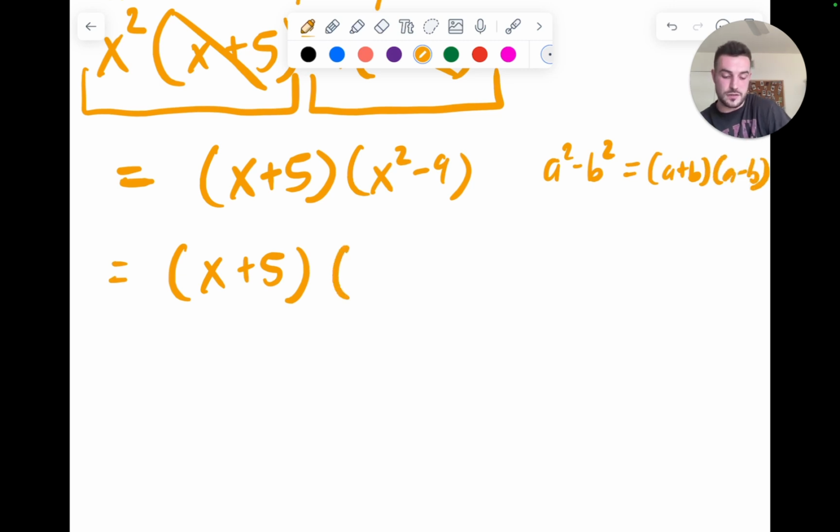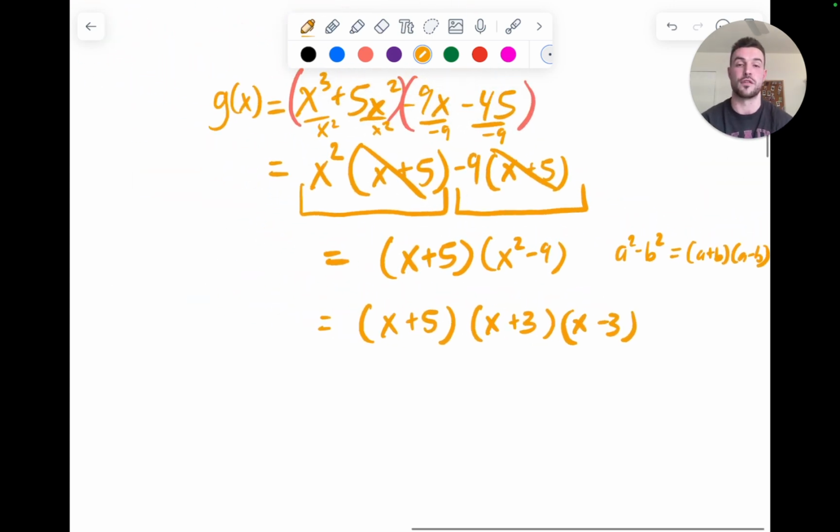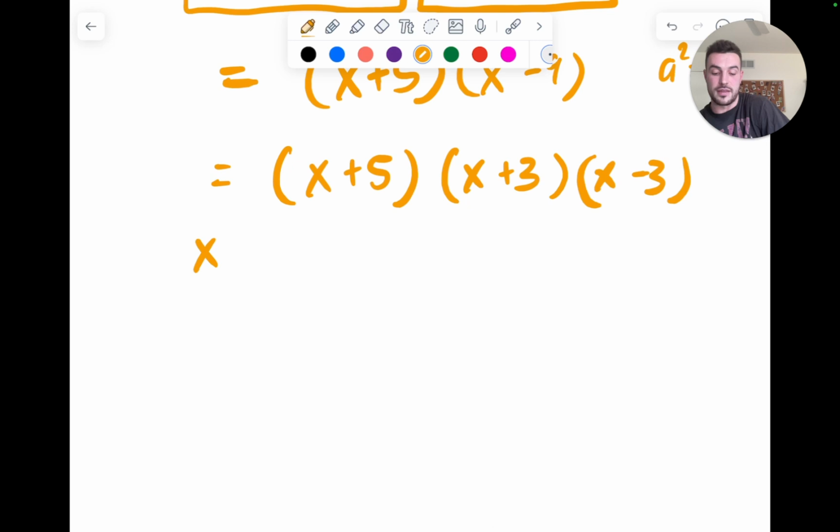So what that means is I can split this up into two parts, and I have x and x in both, and then a positive 3 and a negative 3. So this is the factored form of my polynomial. As we talked about last time, once I have the factors, I can then find my solutions by setting each one equal to 0 and solving.